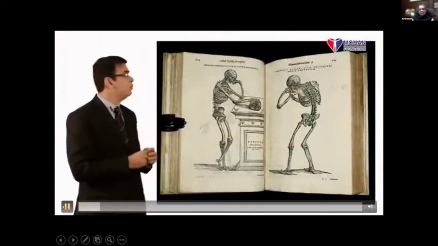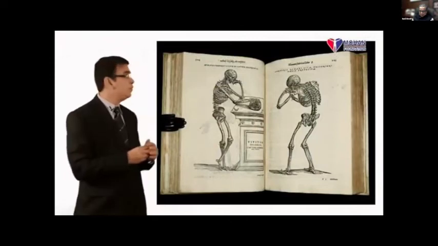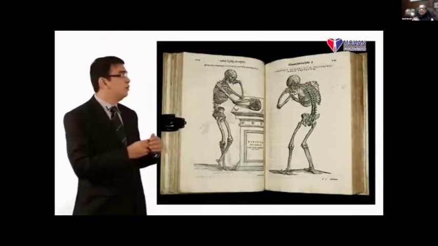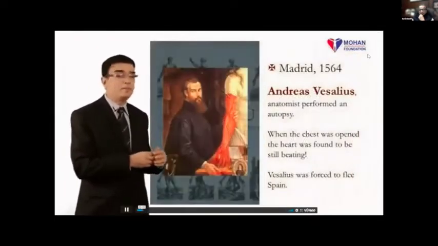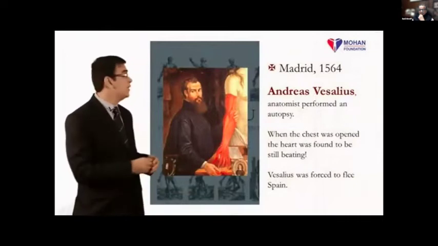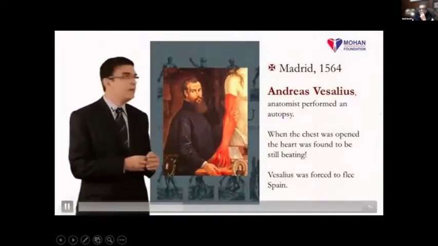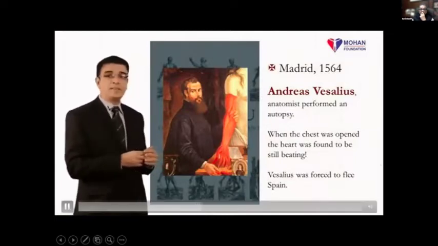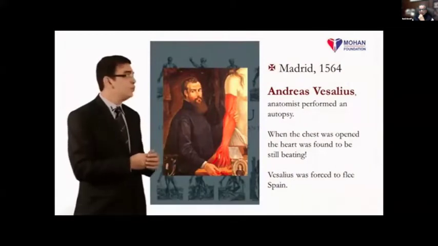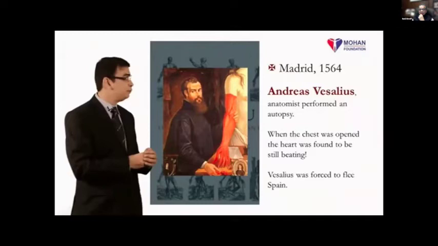And what you see before you is one of the most famous books on anatomy ever written, De Humani Corporis Fabrica, or The Fabric of the Human Body, written by a very celebrated anatomist by the name of Andreas Vesalius. And this is Andreas Vesalius. And my story concerns him. He used to live in Madrid in Spain. And in 1564, this gentleman performed an autopsy on a very important person in Spain.